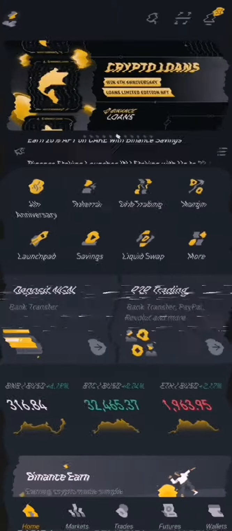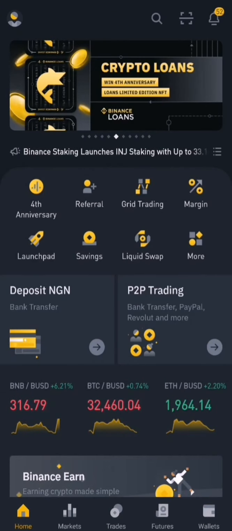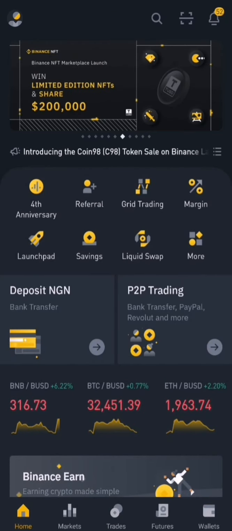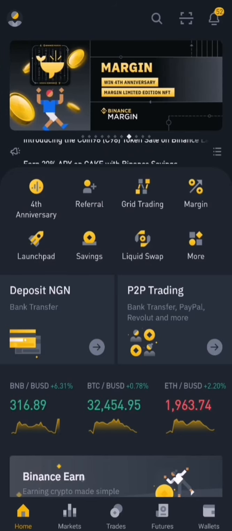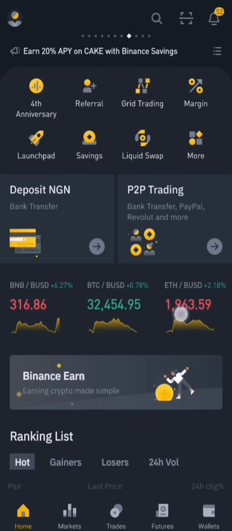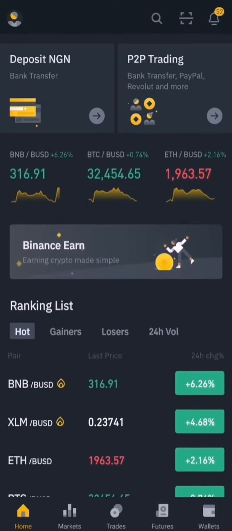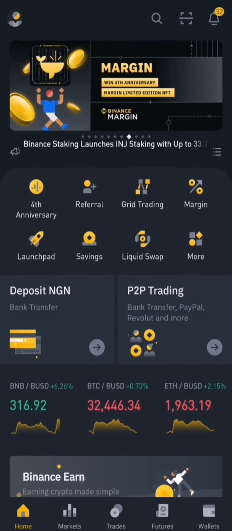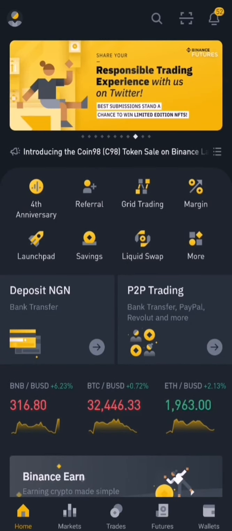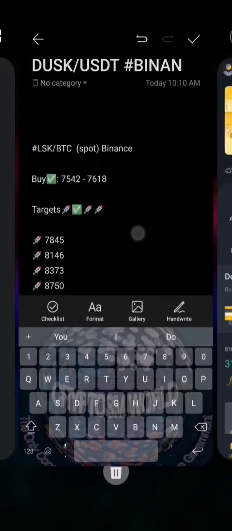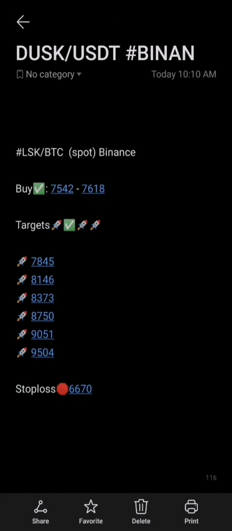Today, what we're having is a step-by-step tutorial on how you can use our signal in our group. So now we're going to head back to our signal. Now we have a signal here, which is BTC to buy LSK. How are we going to buy or make a trade using this signal?